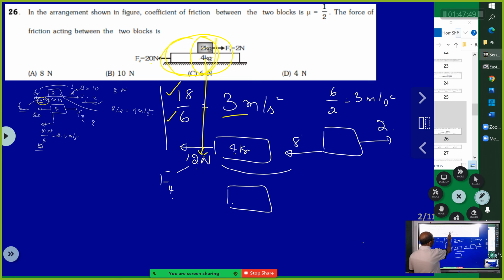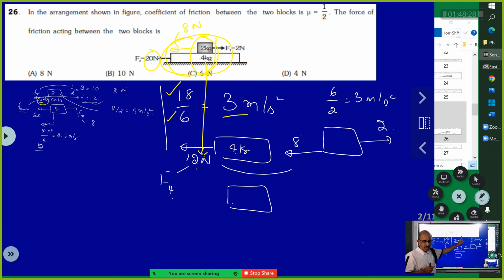And that 8 newtons, if you put it here, then 8 newtons minus 2 newtons will be 6. 6 divided by 2 will again give you 3 meters per second square. See, here the thing is, the frictional force is a self-adjusting force. Supposing you keep on increasing this force, then the demand for the frictional force will keep on increasing. Here it is 8 newtons, it will become 9 newtons, it will come close to 10 newtons, and both the blocks will move together.